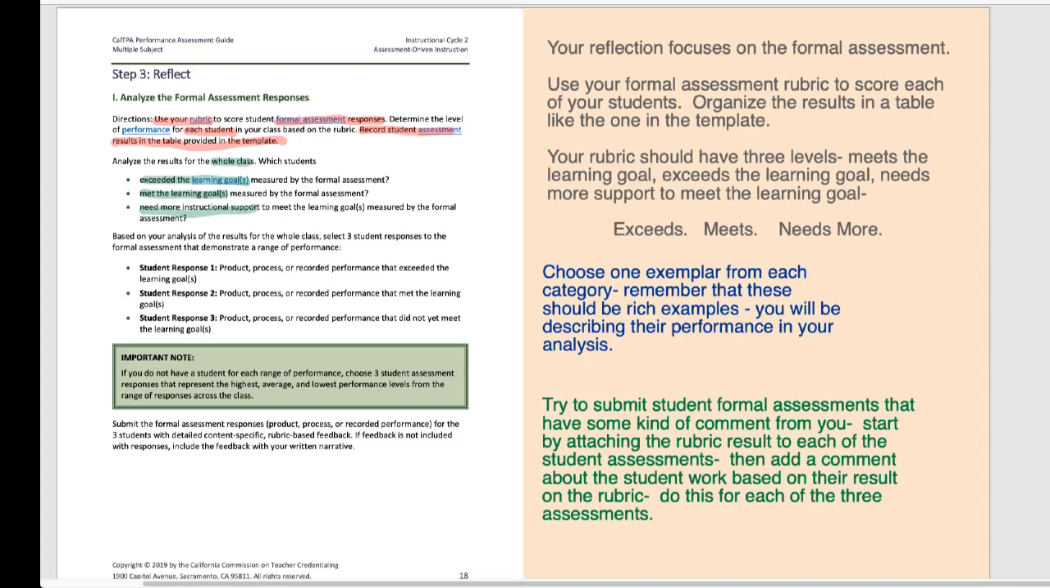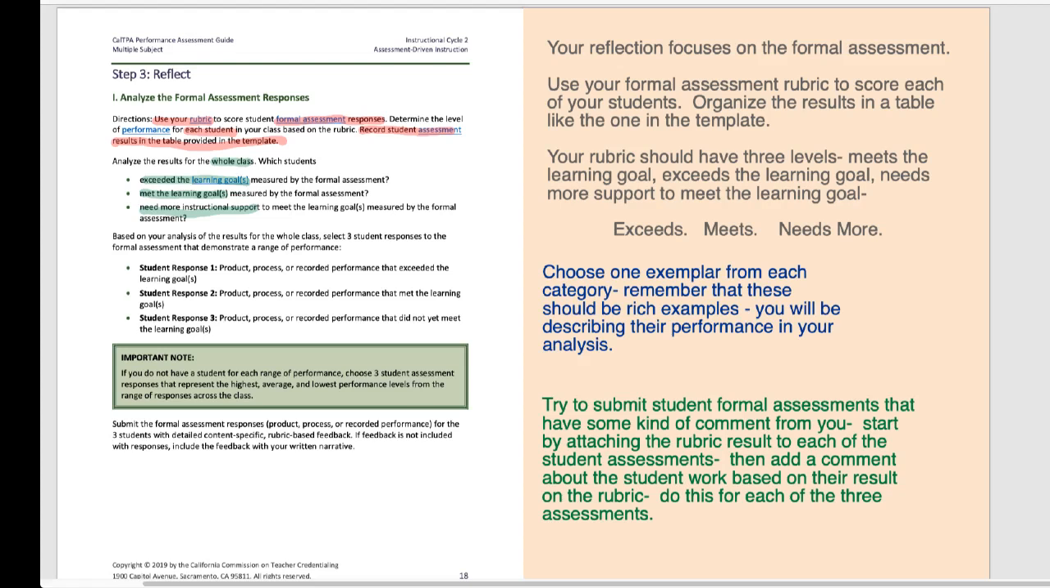And so you'll need to be saying both which students didn't and did, but you also might want to be describing them as parts of the whole. So maybe you had 24 students and 16 of them met the goals, 3 exceeded, and some number didn't meet. So think about the whole class and describing things in that way.